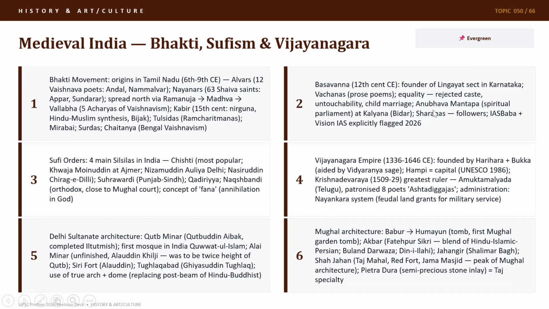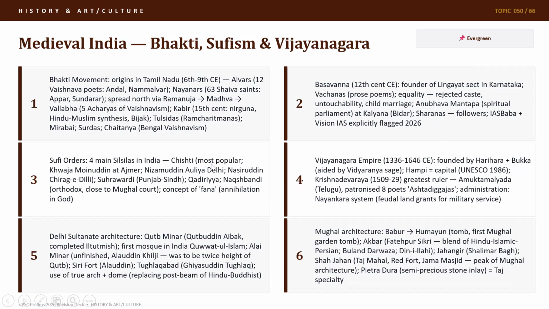So you'd have to go through these topics, especially the Basavanna and Vachana topic for this year. Then you have Sufi orders, four main silsilas in India. Chishti, most popular, Khwaja Moinuddin at Ajmer. So in Sufi orders, there were four main silsilas in India. One is Chishti, which is the most popular.